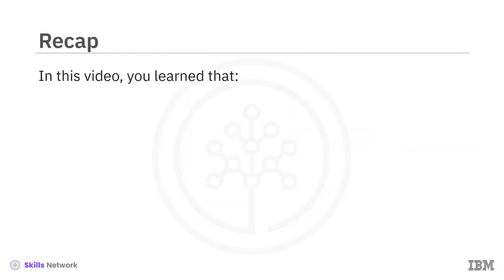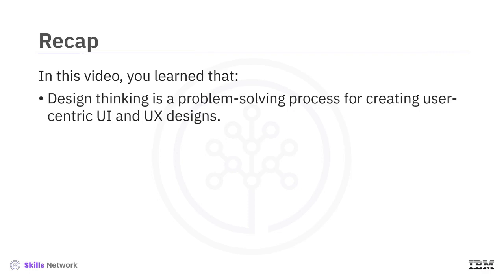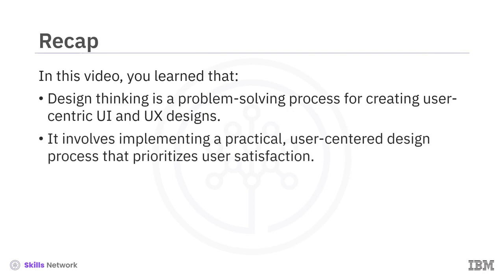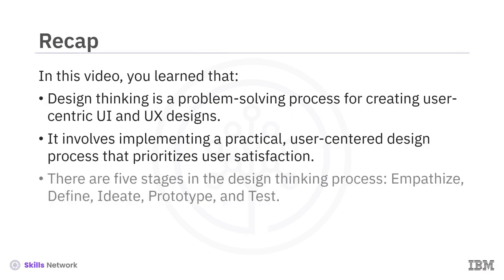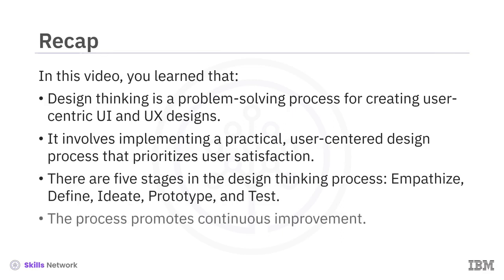In this video, you'll learn that design thinking is a problem-solving process tailored for creating user-centric UI and UX designs. It involves implementing a practical, user-centered design process that prioritizes user satisfaction. There are 5 stages in the design thinking process: empathize, define, ideate, prototype, and test. The process promotes continuous improvement.